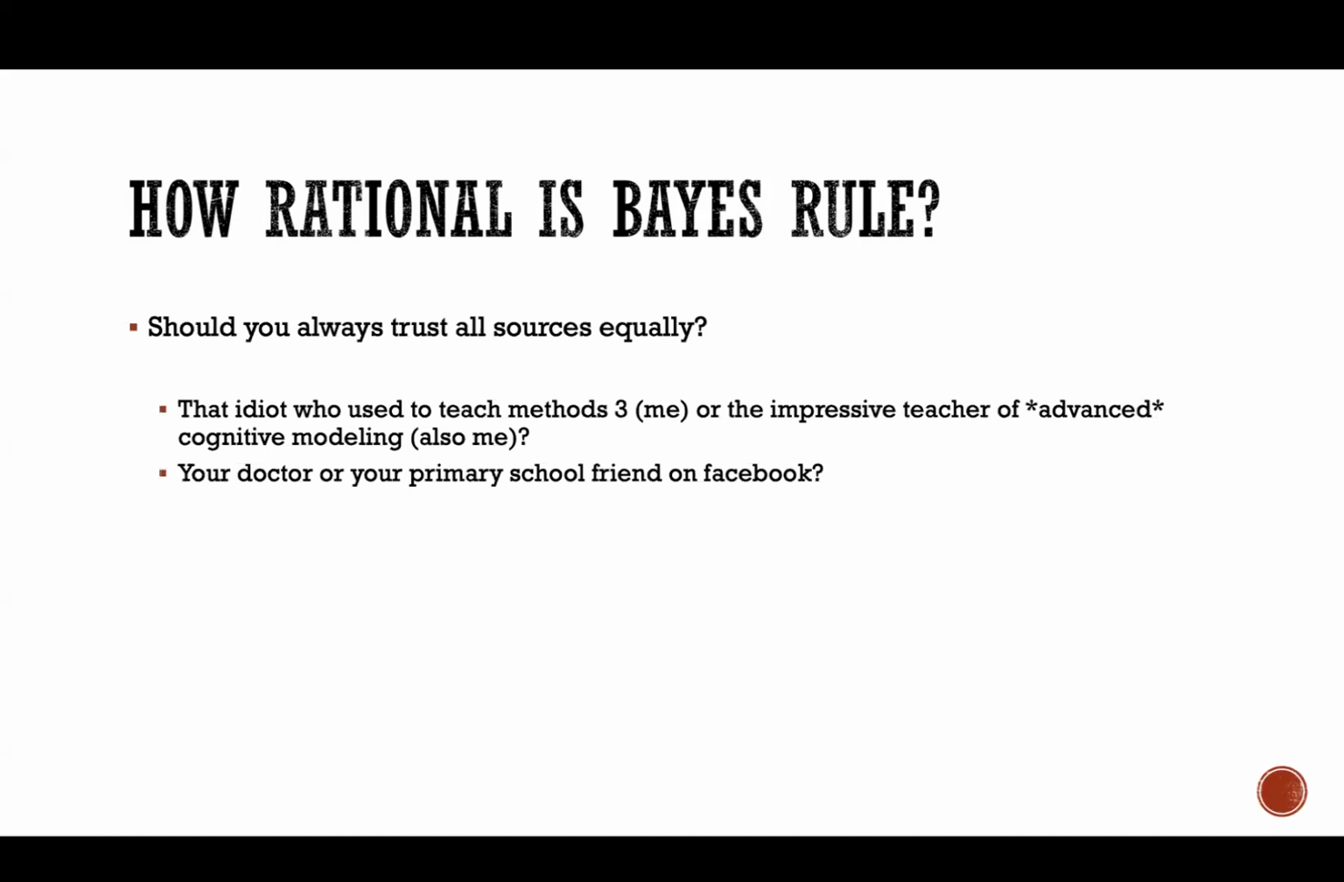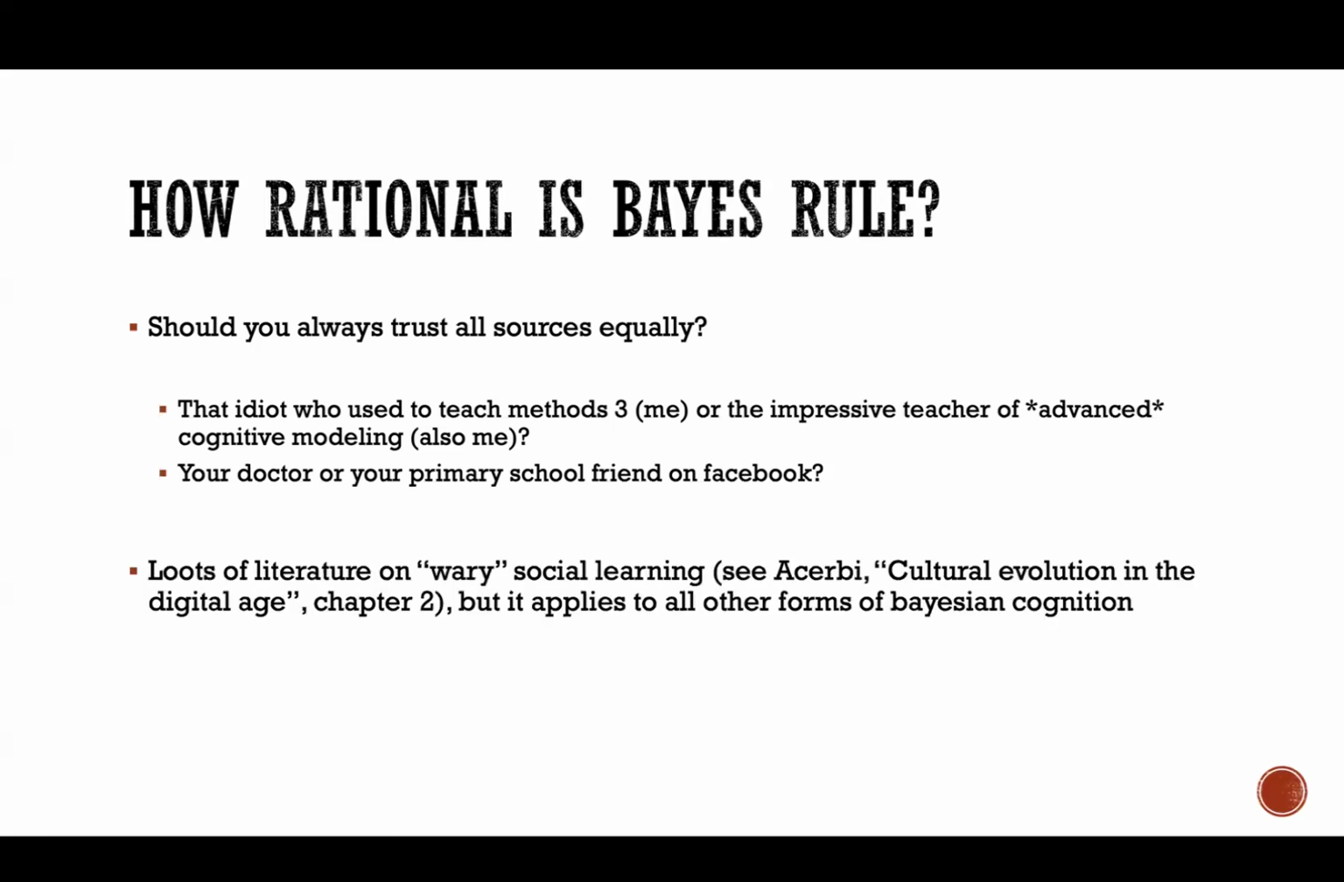So should you trust the information that you got from that idiot who used to teach you method 3 or from the impressive teacher of advanced cognitive modeling? You should probably adjust your weight. Should you get medical advice from your doctor or from your primary school friend? This is actually a non-trivial decision, because we all know there are certain cases in which, if your friend has had a lifelong experience with a disease, they probably know more about how to deal with that than your doctor. But it's just to say that we shouldn't just take all the sources at face value.